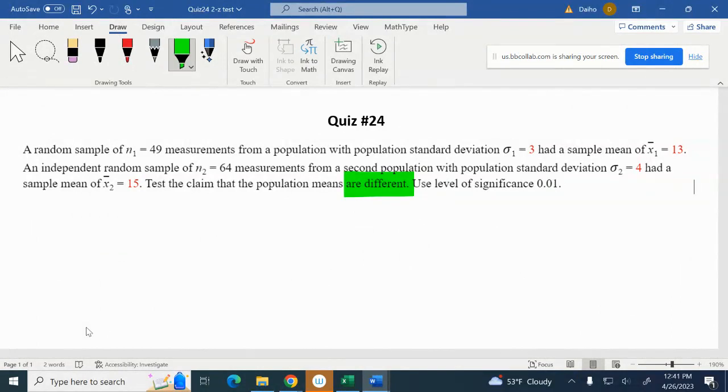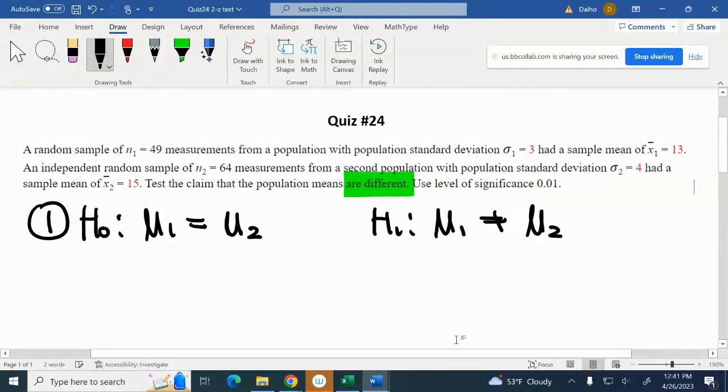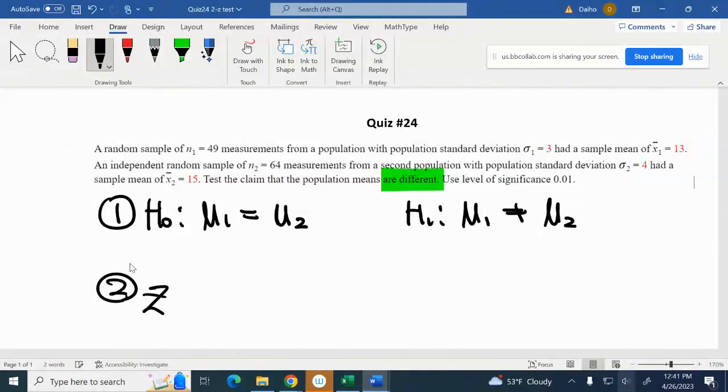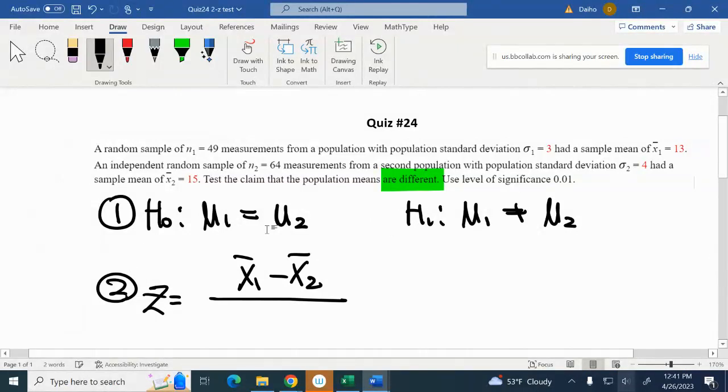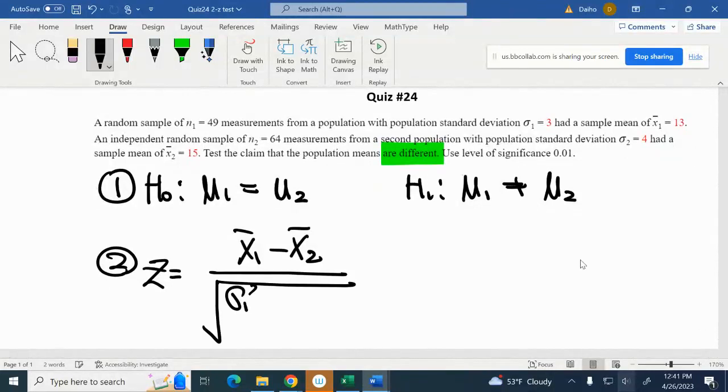We want to test for the difference. So the hypotheses must be: the null, mu1 is equal to mu2; the alternative, mu1 is not equal to mu2. And the test statistic will be the z. Take the sample mean difference, and then we assume we know the sigmas: sigma 1 square over n1, sigma 2 square over n2.